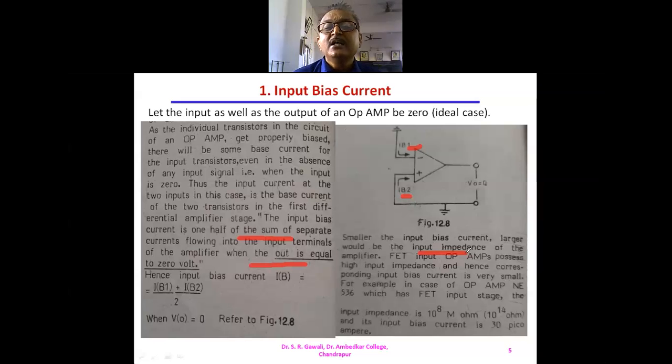So if you use the field effect transistor as the amplifiers, then we get the high input impedance. So ideal operational amplifier के लिए input bias current ये कैसा चाहिए? So for the ideal operational amplifier, input bias current should be as small as possible. Ideally it should be zero. Then we get the output to be a zero.